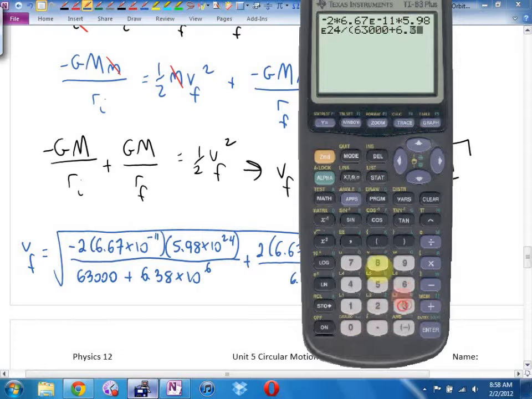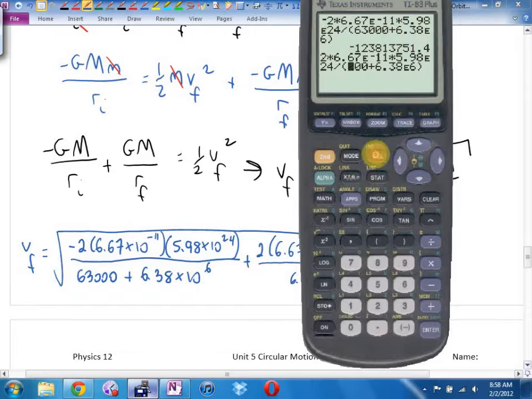That's how much, I was going to say that's how much potential energy I have up in orbit. That's actually not true because we canceled the m's out, but that's this first number. The second number is going to be the same thing, but ditch the negative. And delete the 63,000.